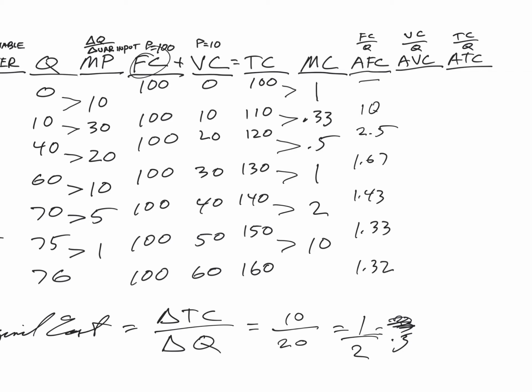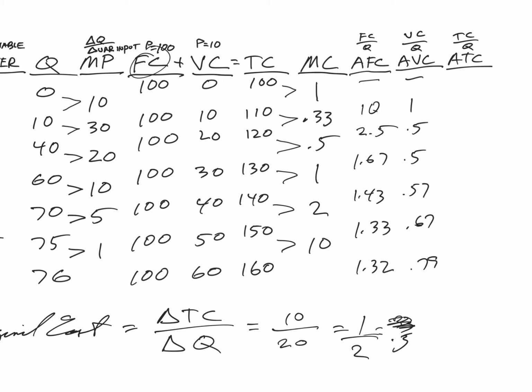And we do the same thing with variable costs. Average variable cost is variable cost divided by Q. Well, here's variable cost. So 0 divided by 0 is undefined. 10 divided by 10, 20 divided by 40, 30 divided by 60, 40 divided by 70, and so forth. And that gives us, undefined there, but here we've got 1, 0.5, 0.5, 0.57, 0.67, and 0.79.